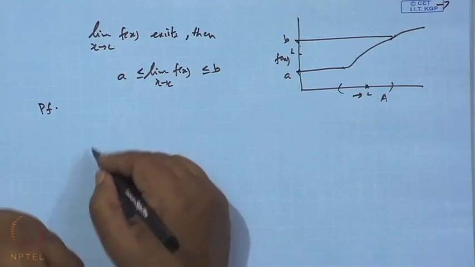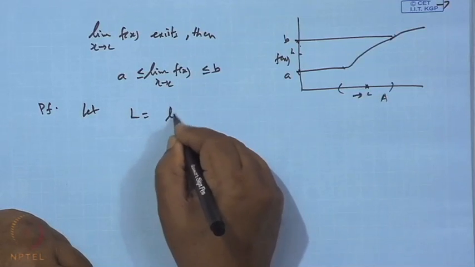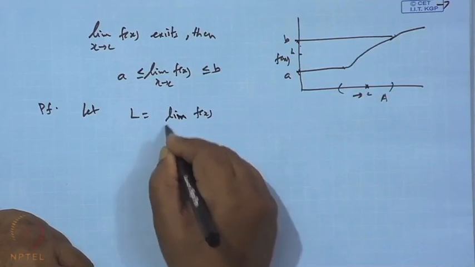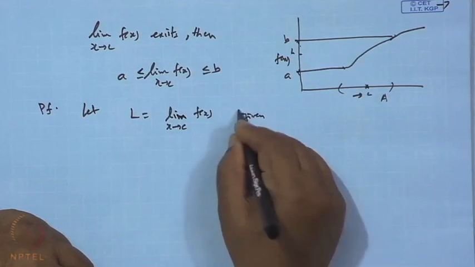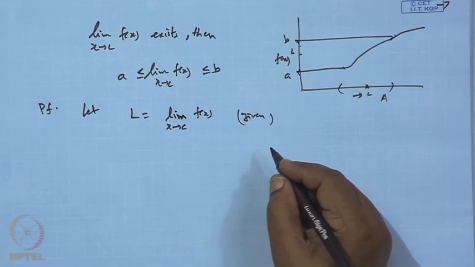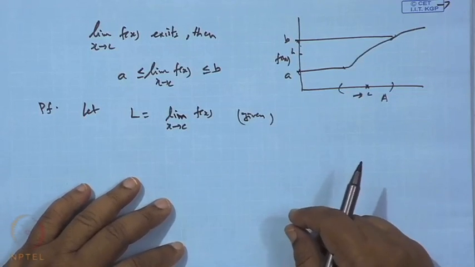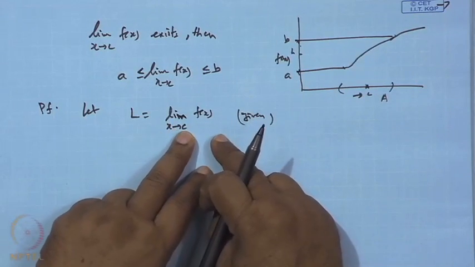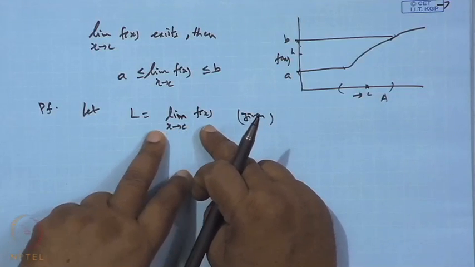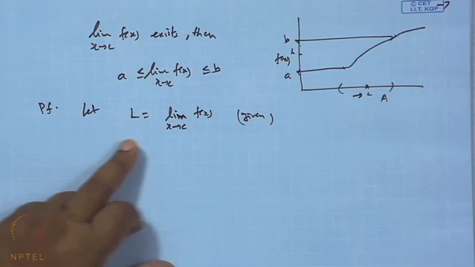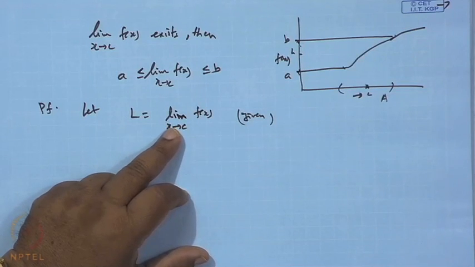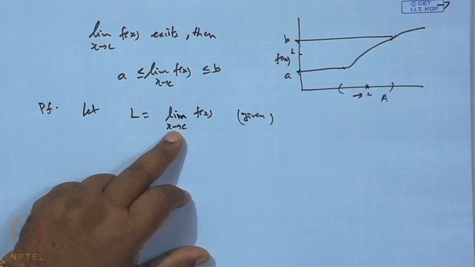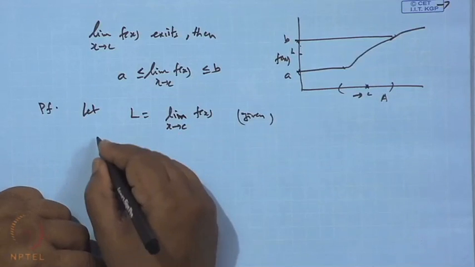Assume that L is the limit of the function f(x) when x tends to C. This is given, because the limit exists. Now, as we have seen, the epsilon-delta definition and the sequential convention way are also the same. This means we can also define the limit of the function by means of sequences, and the sequential limit says the following.